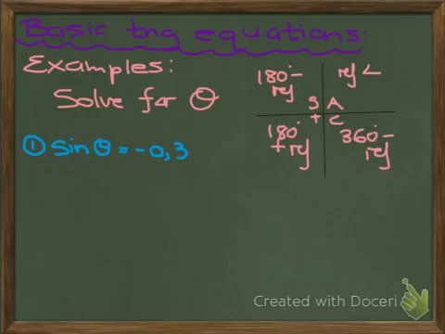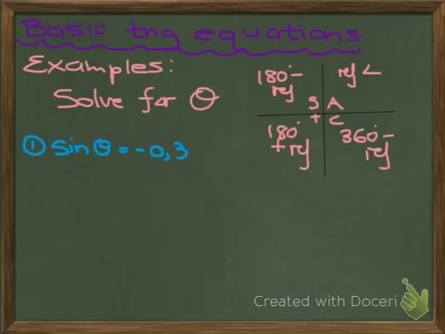So this pink CAST diagram that you can see on the top right is incredibly important to learn off by heart. So notice at the middle you've got your ASTC, all stations to Claremont, if that's your little rhyme to remember it. And the A, S, T, and C stand for which quadrants the different trig ratios are positive in. So the A in quad 1 means all your ratios are positive in quad 1.